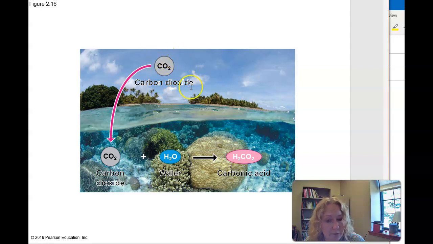So again, here's an ocean example. You have carbon dioxide in the air from boats, from humans, from anything. It gets into the water. Again, mixes with the water, and you get carbonic acid. That's not awesome. Not good for sea life.